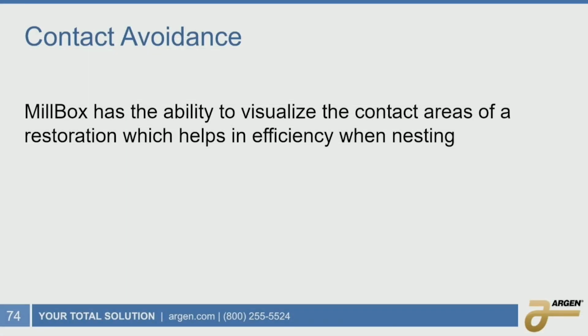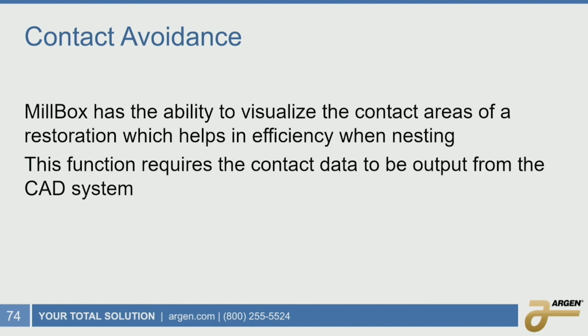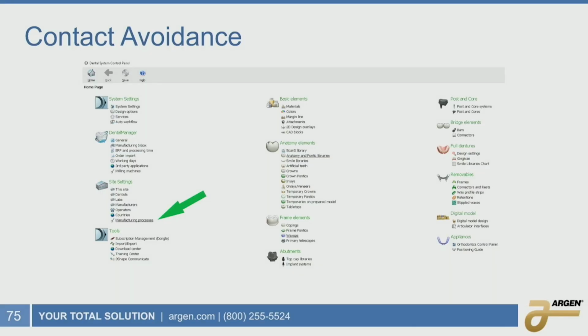Contact avoidance. Hot new topic. Yeah. So Millbox has the ability to visualize the contact areas that have been designed within your CAD, which will help with the efficiency when nesting. Okay, so this function requires that the contact data be output from the CAD system. So I can show you how you do this on 3Shape, and it can be done on all materials, but you're going to go into 3Shape and you're going to go into the manufacturing processes.